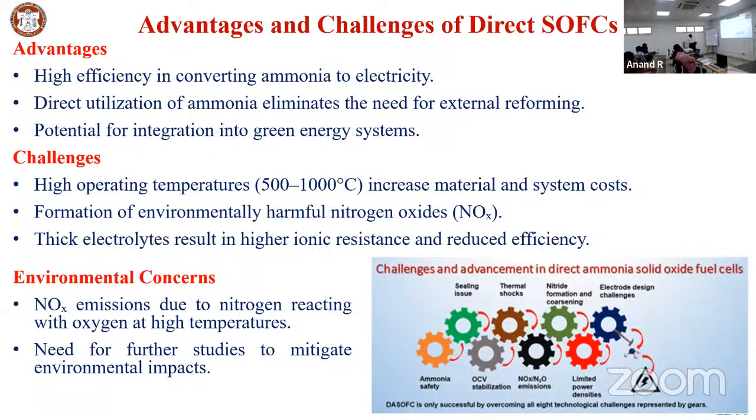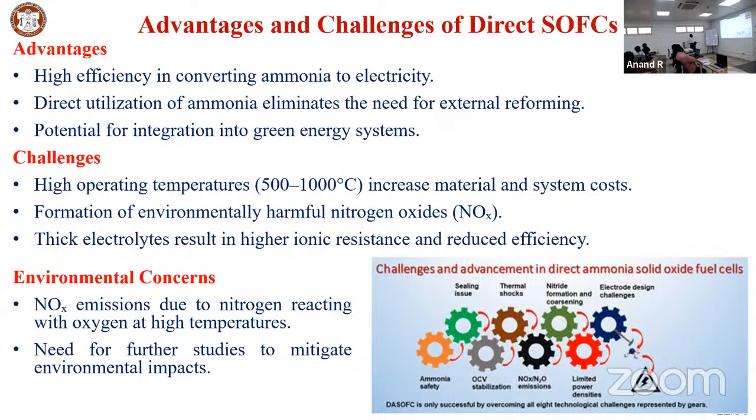High operating temperature, 500,000 degrees, increases the material and system cost. Formation of environmentally harmful nitrogen oxides is also possible. Because ammonia contains nitrogen, to form oxides of nitrogen you need a temperature. Because the temperature of the reactor is high, and oxygen is also available, which you are providing through the cathode, if you combine somewhere, there is a possibility of oxides of nitrogen. So we need to find a method to eliminate the nitrogen before it forms.